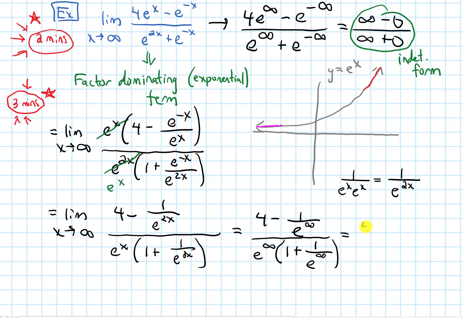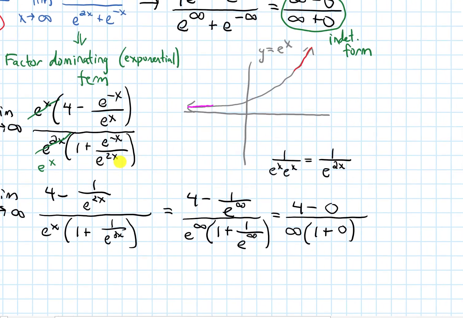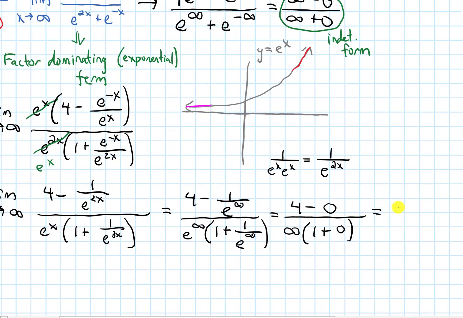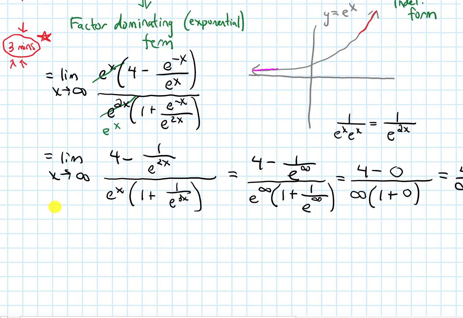All right, this is going to be 4 minus, this is going to be 1 over something huge, which is getting close to 0. E to the infinity is going to infinity. And then times 1 plus 1 over something huge is getting close to 0. So overall, we have, let's write this, here. This is 4 over infinity, which is getting close to 0. And that's our answer.